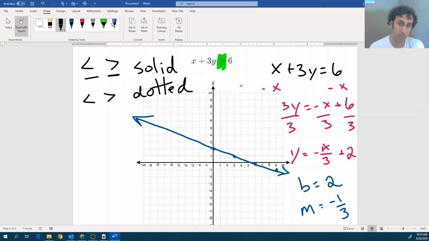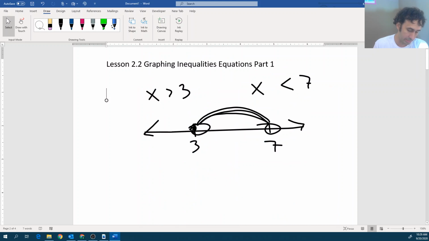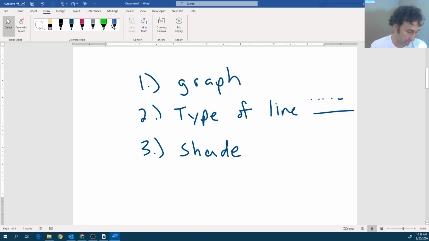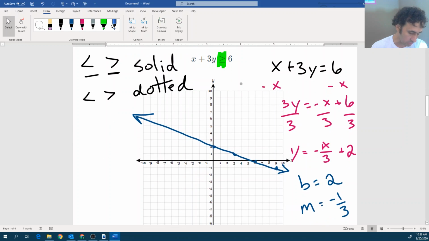So awesome, we have the line. This is the same as when we were doing those linear inequalities. Did you use an open or a closed circle? Is it a solid or a dotted line? So we've graphed the line, check. We've determined the type of line, check. Now we have to do step number 3. We have to shade.